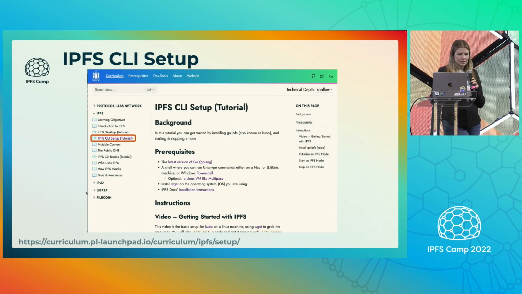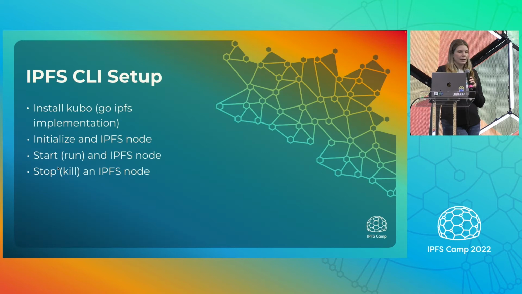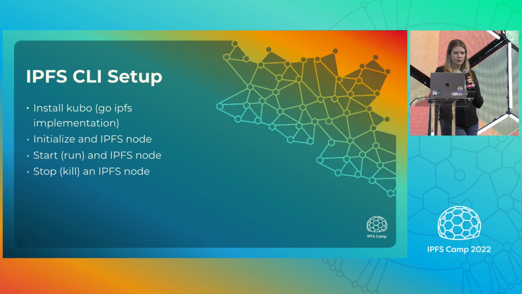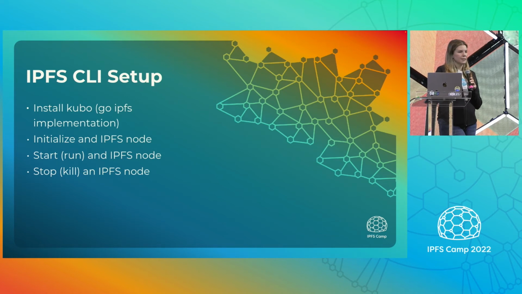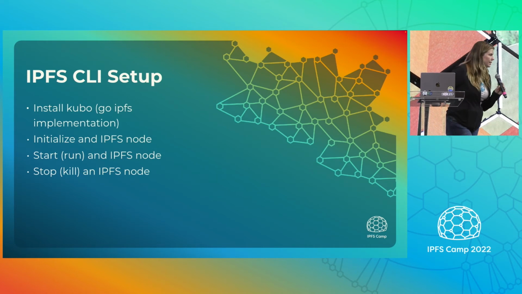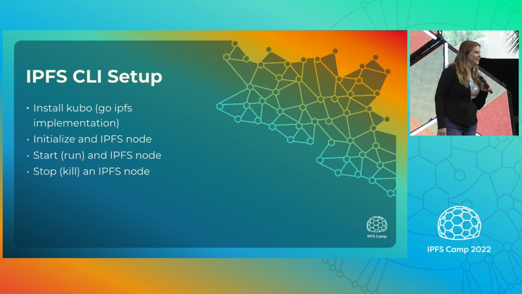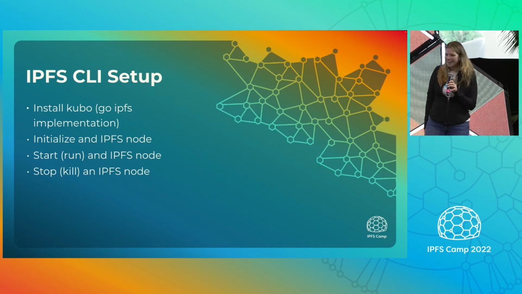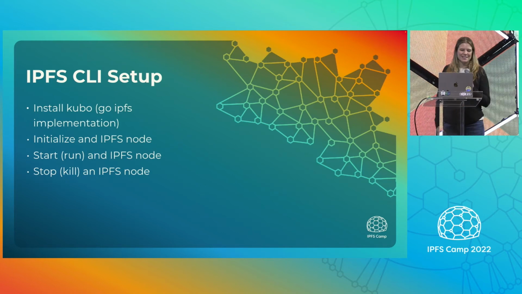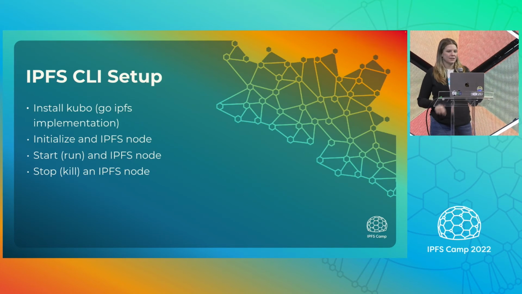The next option is the CLI command line interface setup. Again, if you go down a little bit, there is a video and there are sections in that video that go along with this. This is where you're going to set up and install the command line interface. In this one, you will install Kubo, which is the Go IPFS implementation. You're going to initialize an IPFS node that lets you communicate to other IPFS nodes, even if our internet isn't working great. Start and run an IPFS node, and stop or kill an IPFS node.